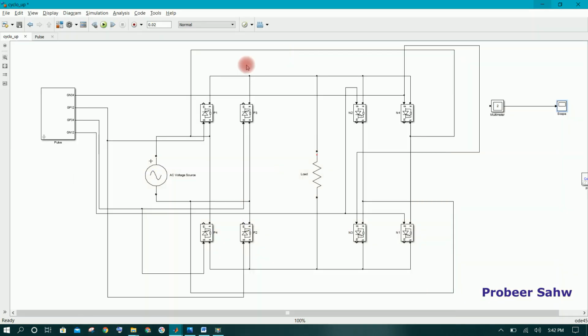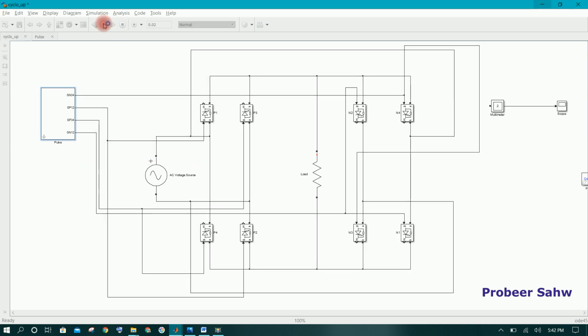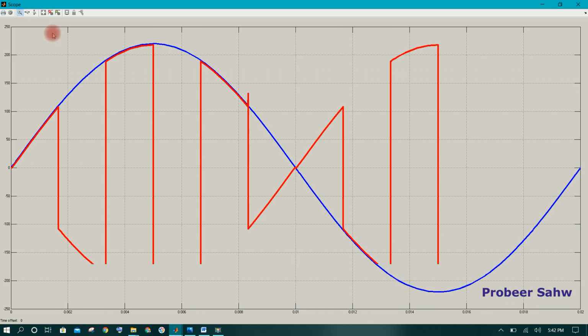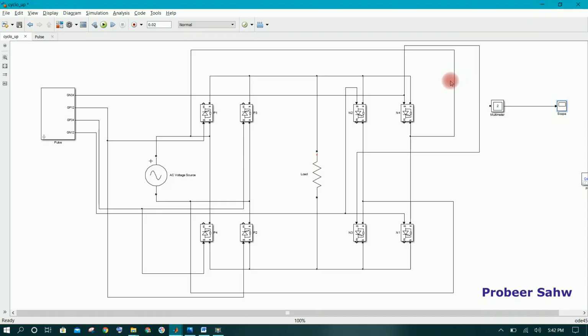Let us try to rerun this simulation for some other value of n. Let's say 6 times. Rerun this simulation. And we click on the scope. Now we check the output. So it is 1, 2, 3, 4, 5 and 6. So we have obtained the output 6 times the supply frequency. So this is the simulation of the IQ converter for step-up operation.